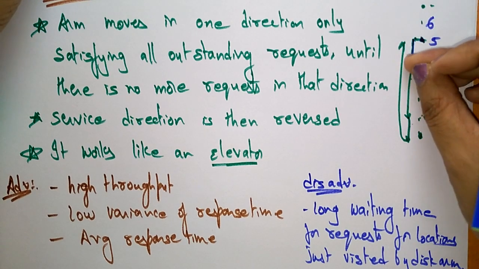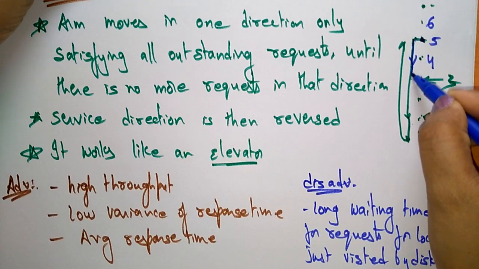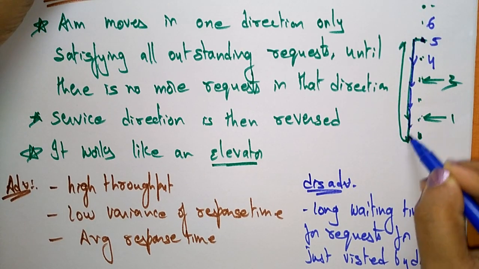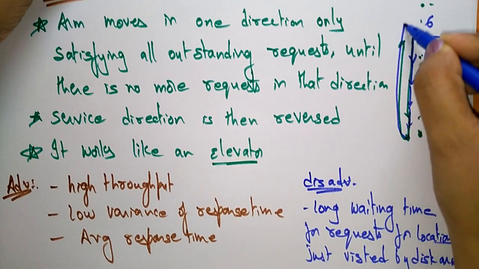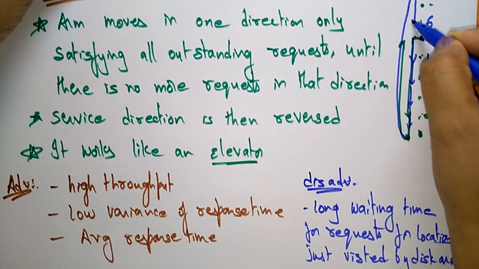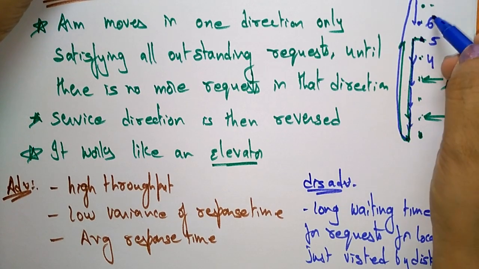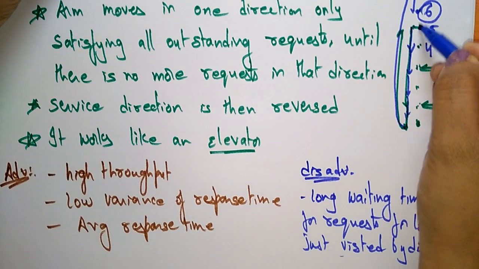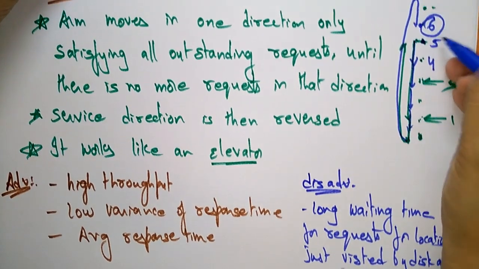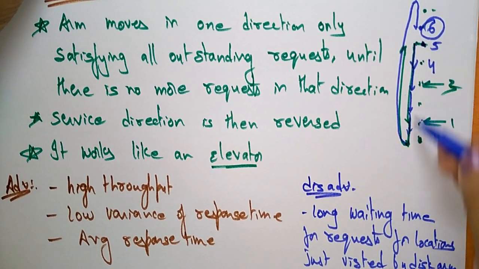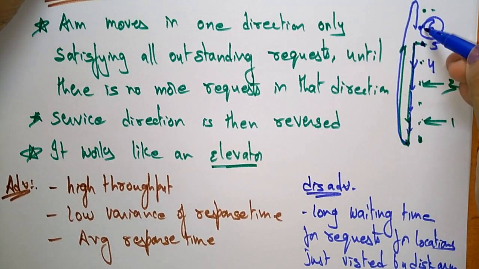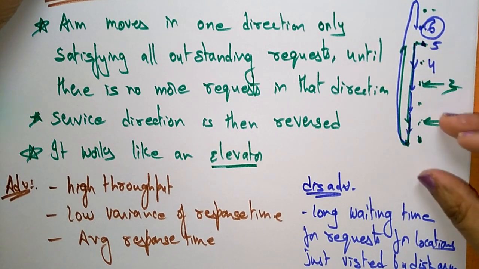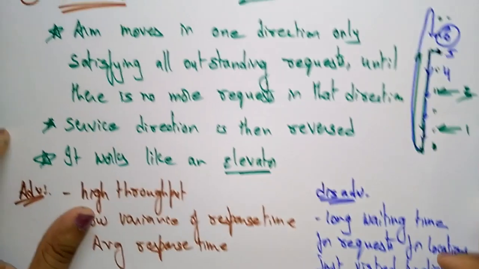So rather than serving the 6, it next serves 3, next 2, next 1, next 0. After that it goes back and again serves the 6. It means this 6 has to wait a long time, even though the 5 was just visited. It has to wait until its turn comes. A long waiting time for the request for a location just visited by the disk arm. So that is the main disadvantage in SCAN.